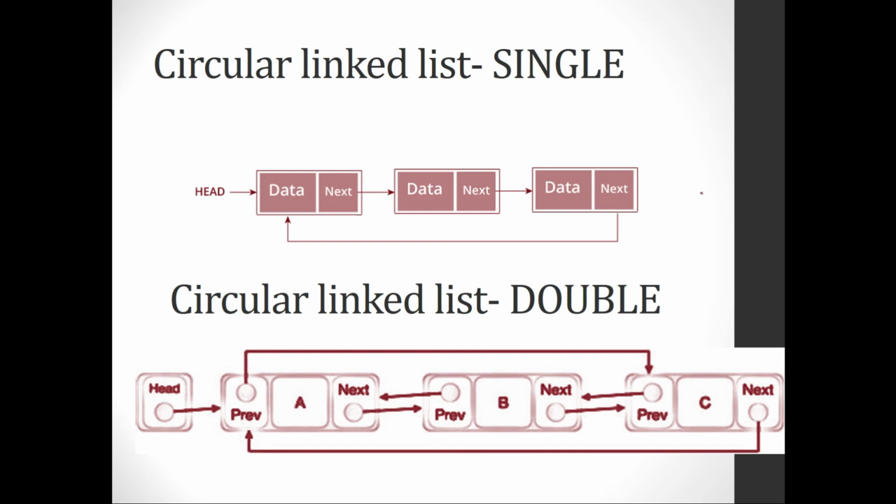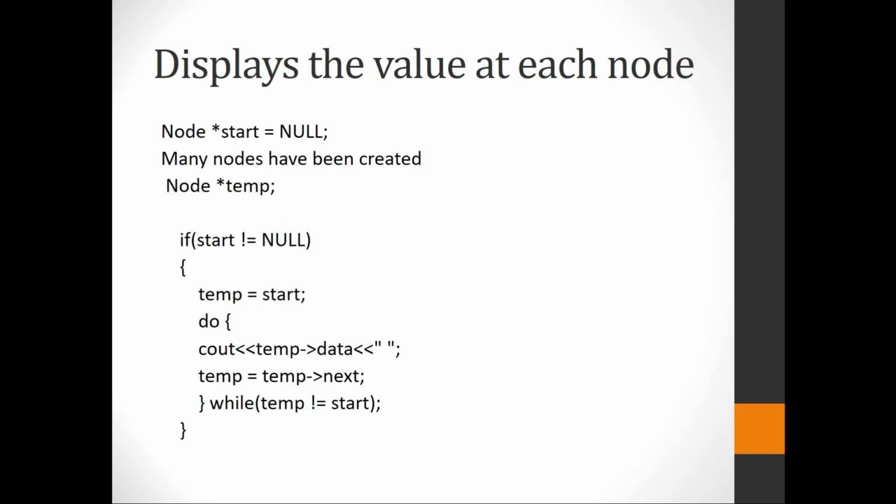Now in a circular linked list, if it is a single linked list, you can see that this particular next is pointing to the first node. And here you can see in the double linked list, this next is pointing to the first node's previous, and the previous is pointing to the previous of this particular C node. Okay, hope you are able to understand the circular linked list too. The operations that can be done in the circular linked list are the same.